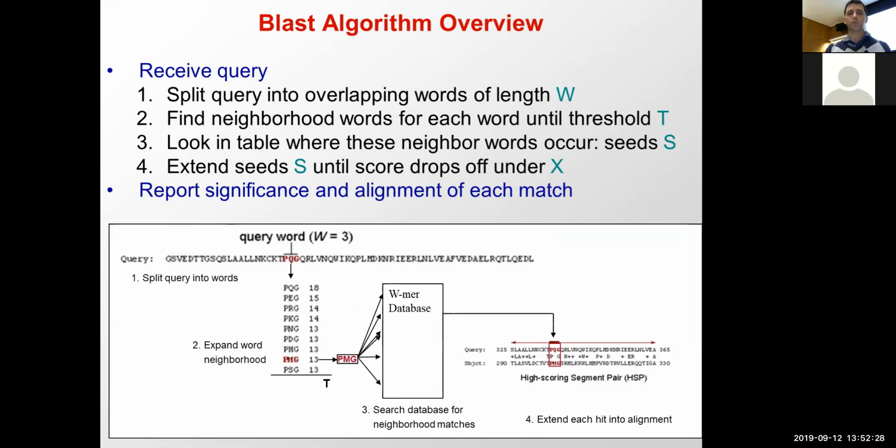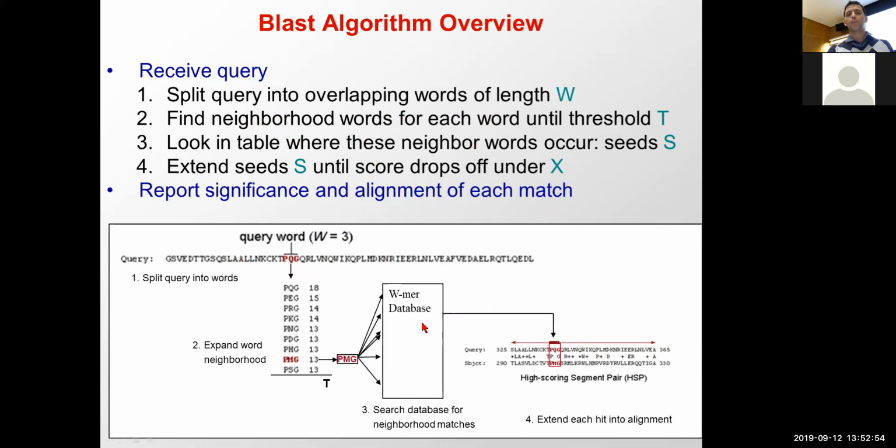And therefore the word is actually much, much smaller to basically get the same speed up. So 20 to the third is, you know, very, very big. So we're gonna split the query into overlapping words of length W, okay? So basically I go every one nucleotide, and I take a length of three nucleotides and I split my query that way. And then I'm gonna basically hash each of these into my database.